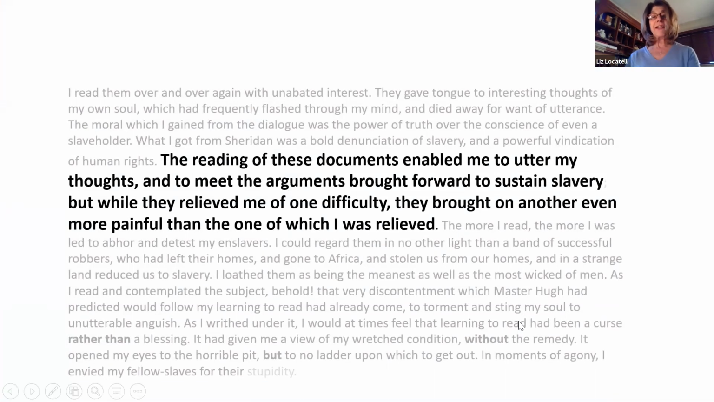All right, so take a minute and read it. And then let's think about all the things we could do with this sentence. Just one sentence with the kids. Any thoughts? What would you do with that sentence? The reading of the documents to utter my thoughts and to meet the arguments with words. There's a lot. Any thoughts about that?